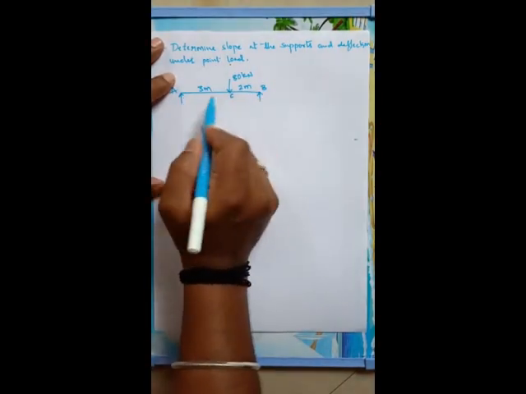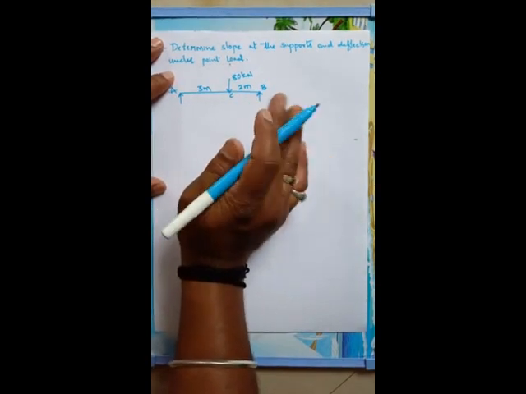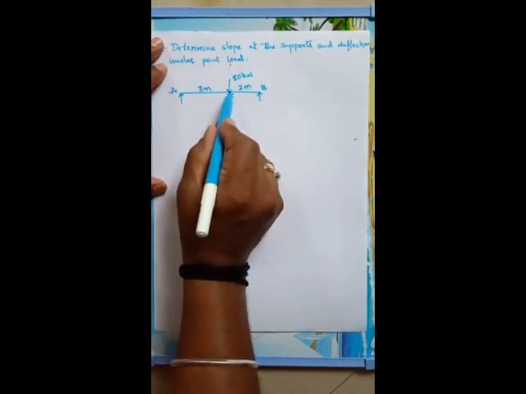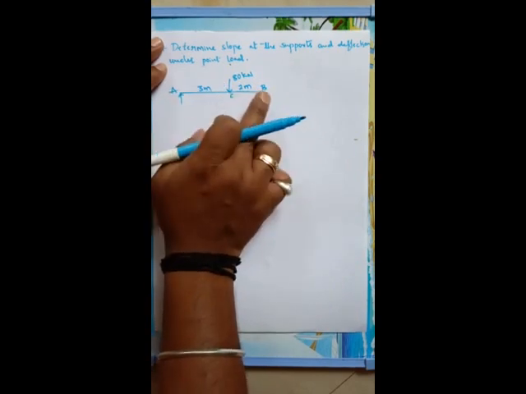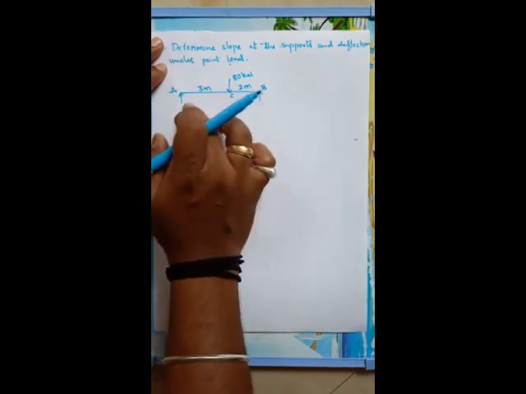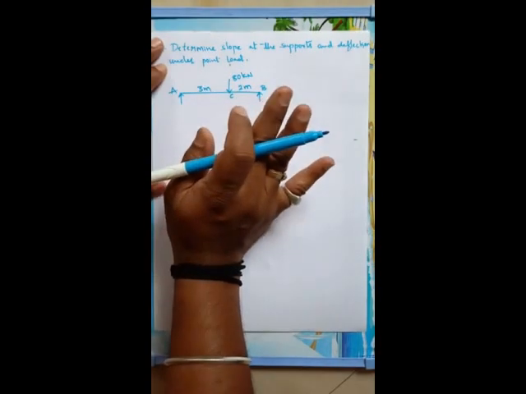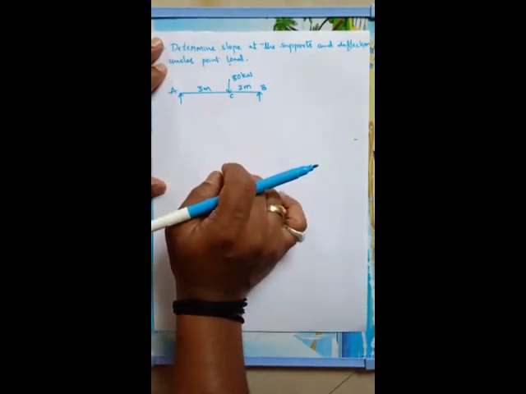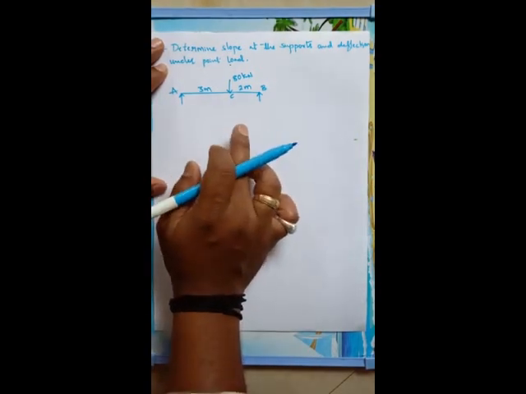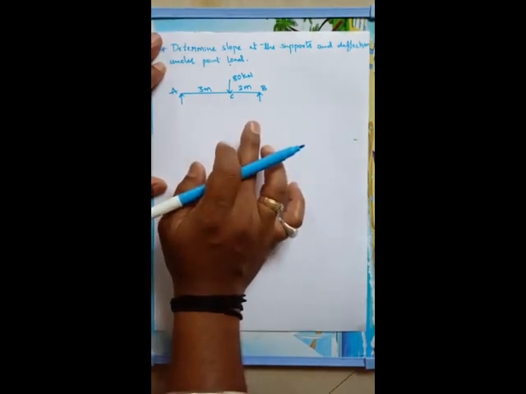So here, first check whether the loading is symmetrical. So concentrated load is acting, but it is not acting at the center. From point A it is at 3 meters, from point B it is at 2 meters. So it is a problem of unsymmetrical loading. Till now, all the problems we have solved were symmetrical loading. This is an unsymmetrical loading, correct?